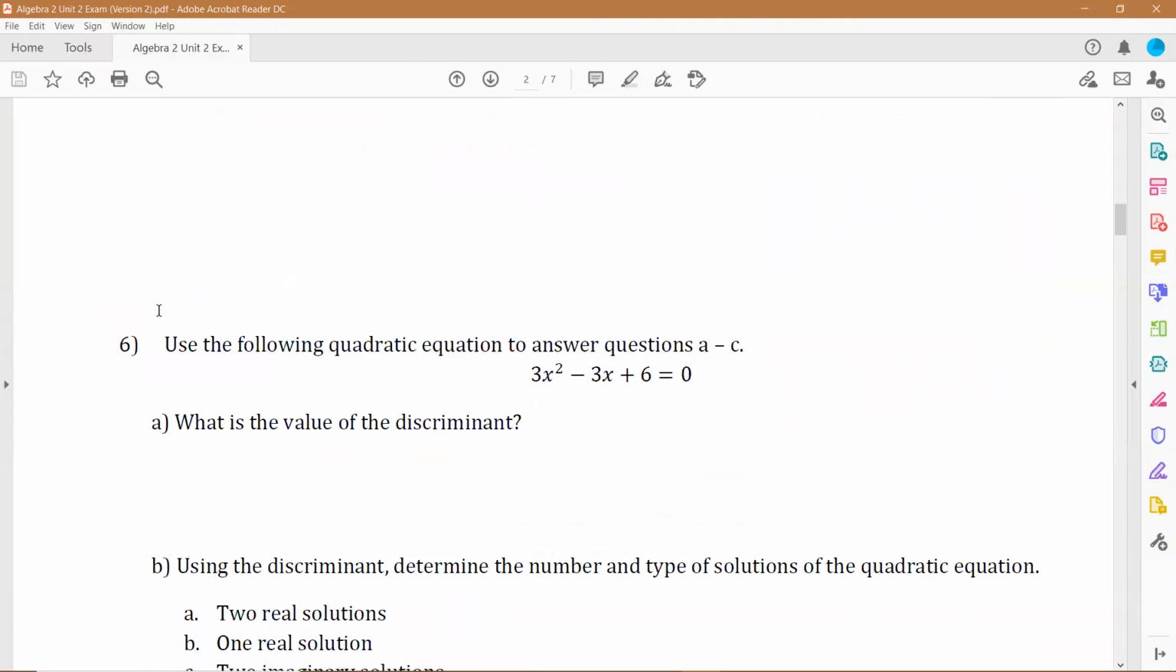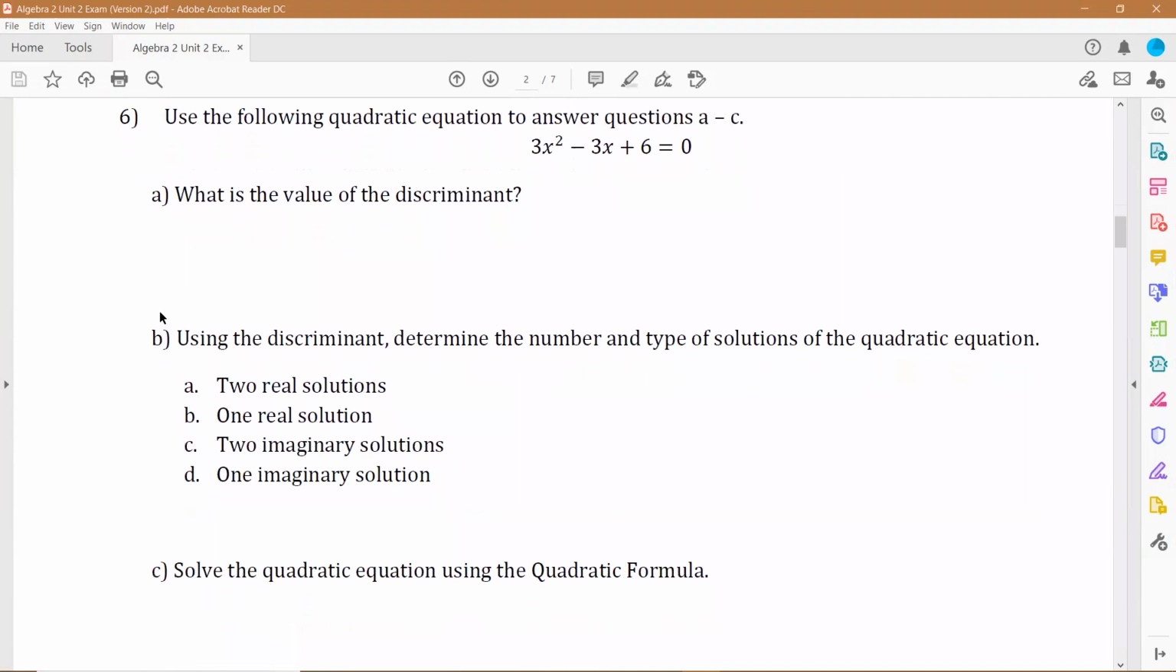Moving down to question number 6. So we're using this quadratic equation to answer parts A through C. So when I look at the equation we were given, it's already in standard form. I already said equal to 0, so we don't have to worry about that. The first thing we were asked to do for part A is find the value of the discriminant.